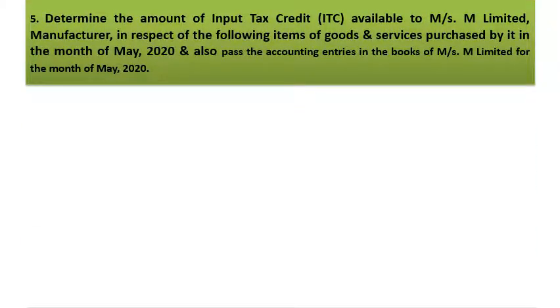Determine the amount of input tax credit (ITC) available to Messrs M Limited, a manufacturer, in respect of the following items of the goods and services purchased by it in the month of May 2020, and also pass the accounting entries in the books of Messrs M Limited for the month of May 2020.